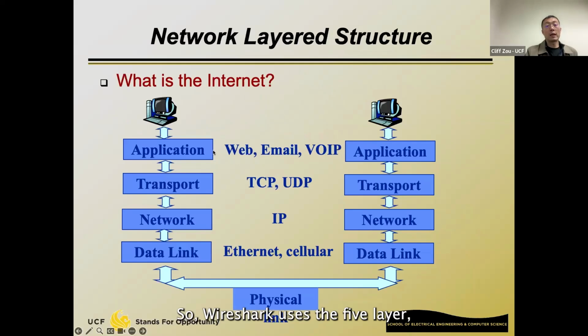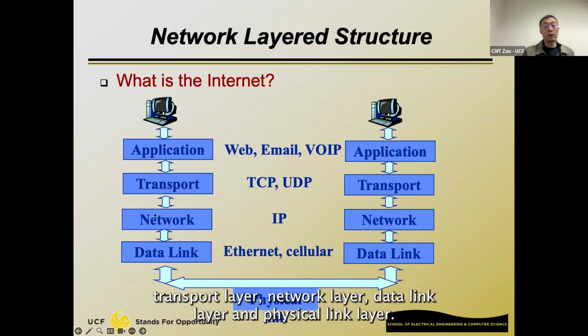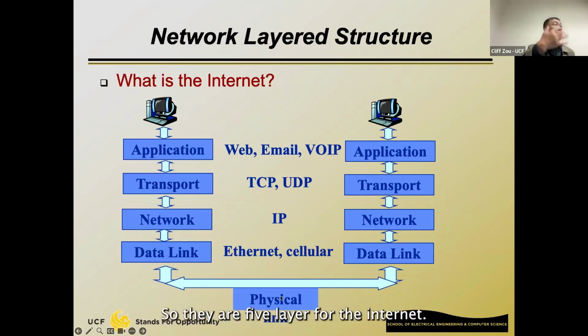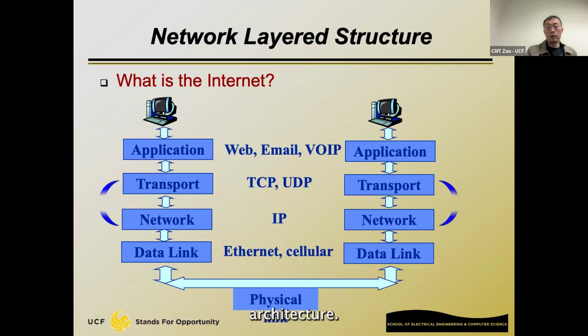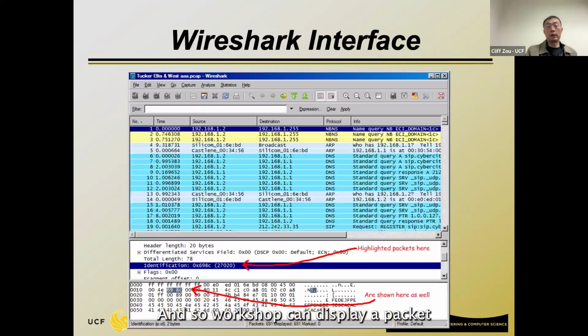Wireshark uses the 5-layer definition of the internet to display captured packets. In this 5-layer definition, there are the application layer, transport layer, network layer, data link layer, and physical layer. So there are 5 layers in the internet architecture, and Wireshark displays each packet using that 5-layered structure.